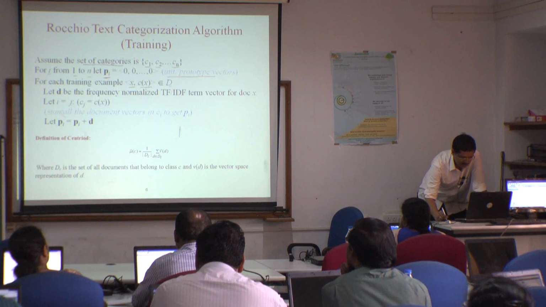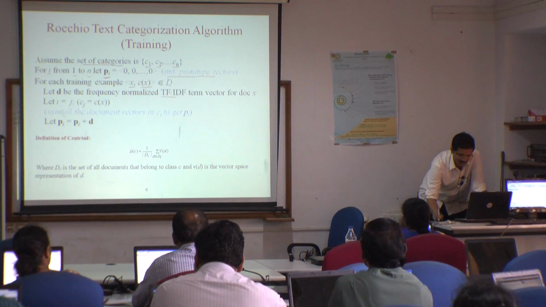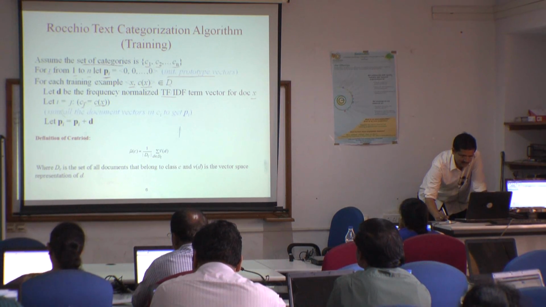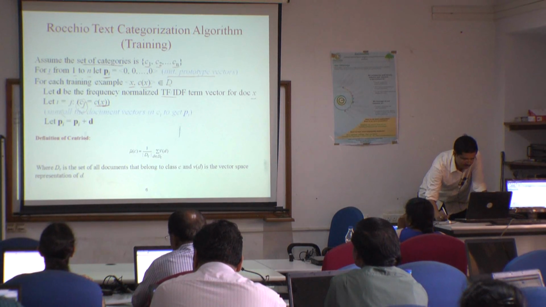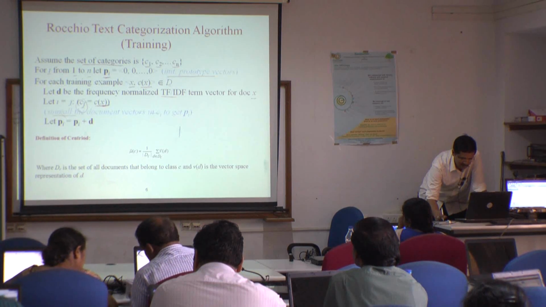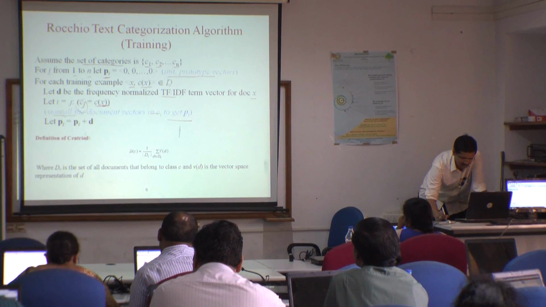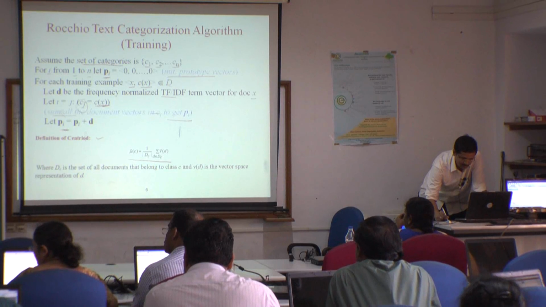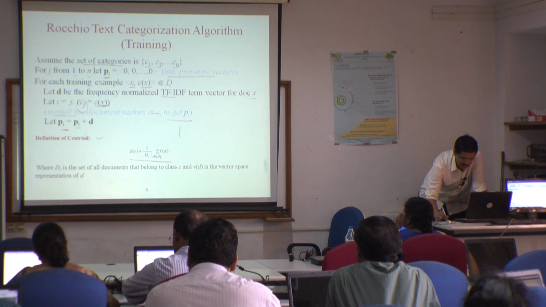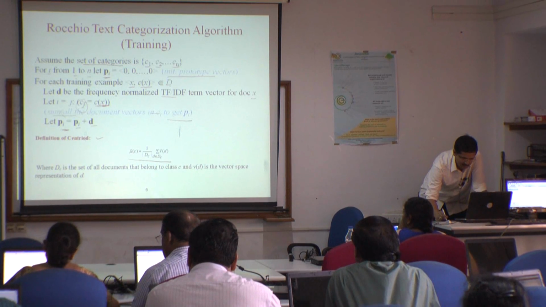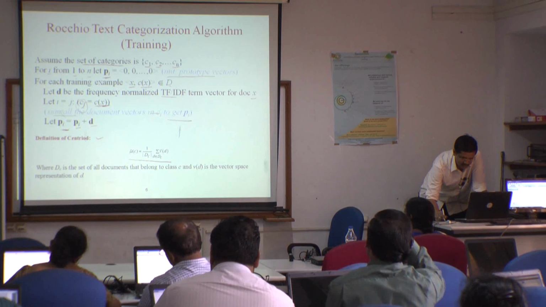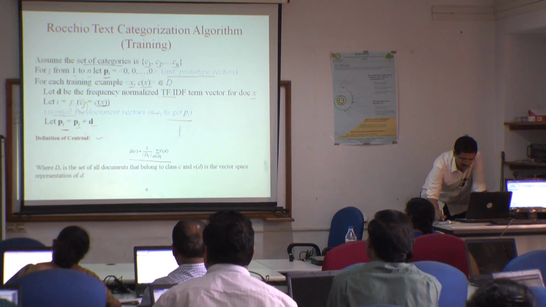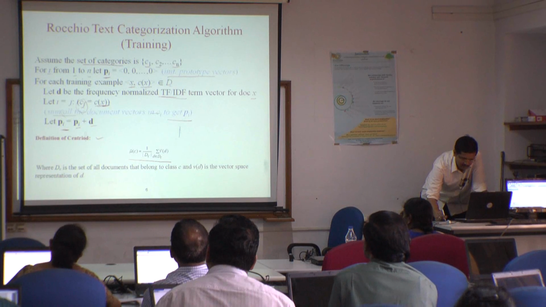Now let d be the frequency normalized TF-IDF term vector for a document x, and let i equal j, where ci, meaning cj, represents that x belongs to the class. Sum all the document vectors of ci to get pi, and after that you can use this method to calculate the centroid. You have a calculation of all pi plus d. Here pi is the vector which represents the documents and their class, and for every document you calculate the TF-IDF score for words in the given documents.